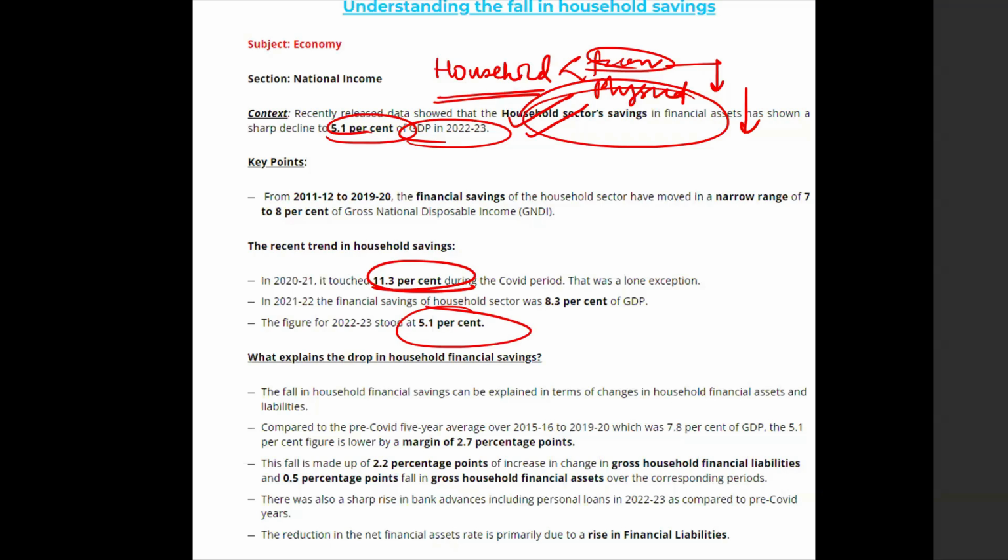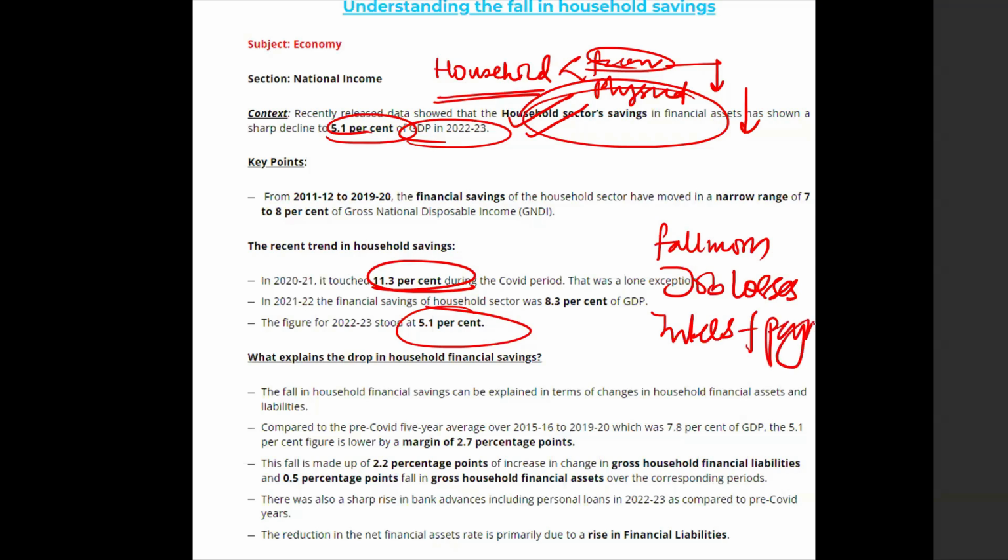Why? Because if household financial savings, to be particular, are decreasing, this means people are not able to save and people are borrowing more. One explanation of this household financial saving dip is the overall fall in income, job losses, and interest payments.